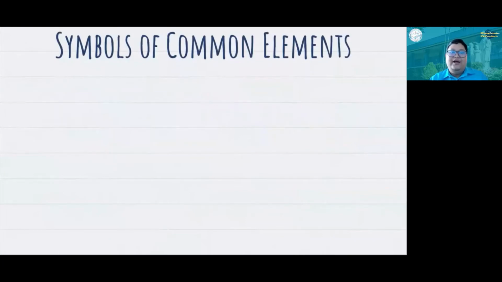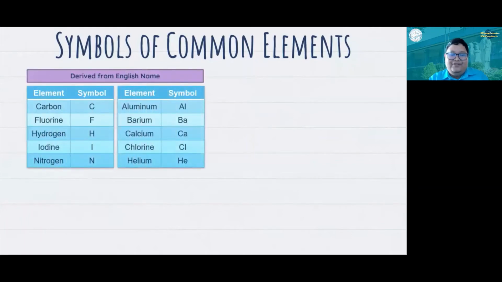Let us talk about the symbols of common elements. Of course, there are so many elements in our periodic table, and we can identify them by means of their symbols. And symbols of elements can vary. It can be a single letter or a double letter. So how do we identify the different symbols of the common elements? First, it can be derived from an English name. So let's say, for example, carbon, capital C. Fluorine, capital F. Hydrogen, capital H. Iodine, capital I. And nitrogen, capital N.